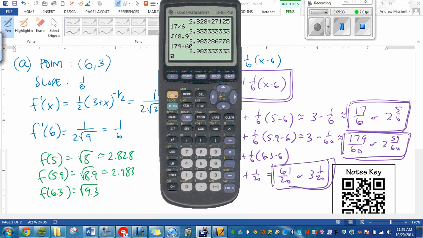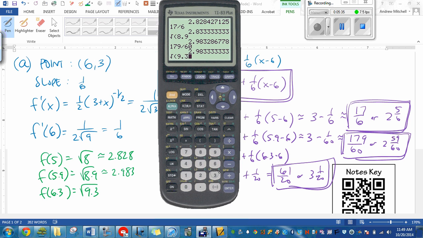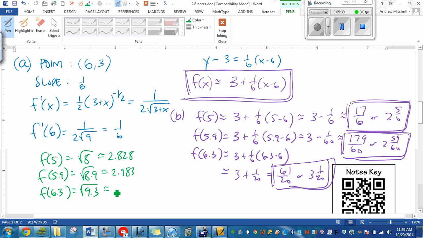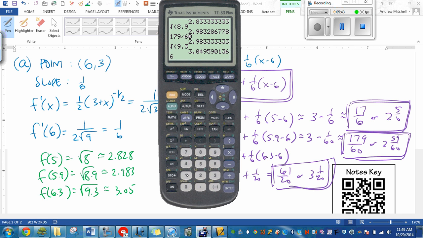Alright, last one, square root of 9.3. We get 3.05 if we round that. And our approximation was 61 divided by 20, which is 3.05. So you can see all those approximations are very close to the real figure.